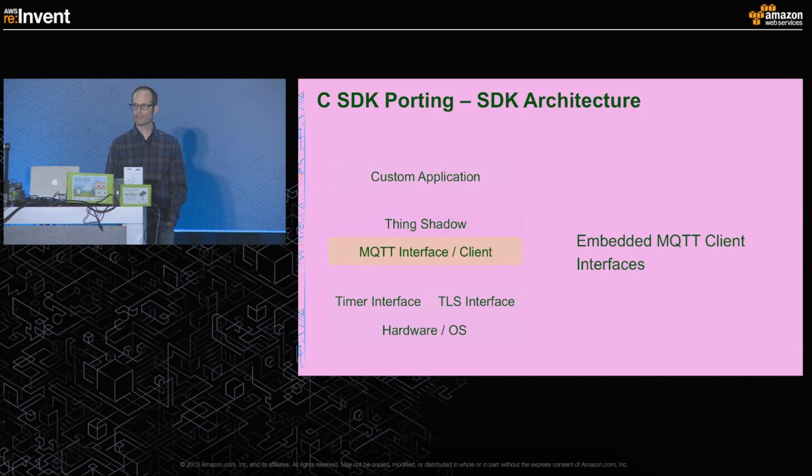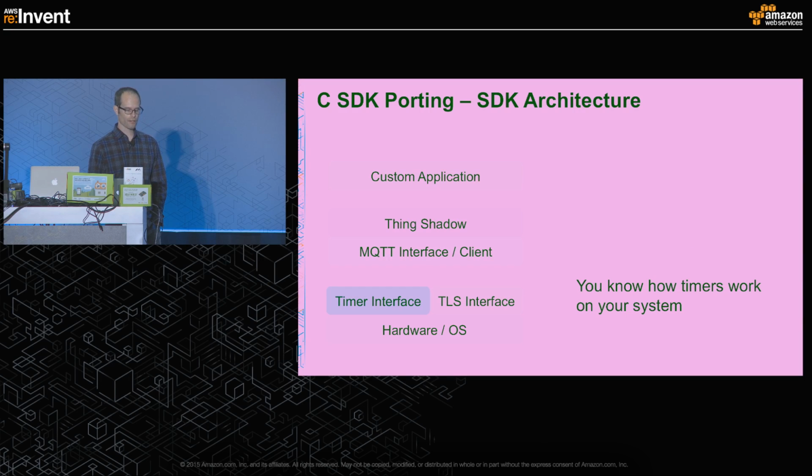Below that is the MQTT client. So if you have a simple publish and subscribe type model, you can use this directly. There's also an interface. So if you come with your own MQTT client, you can use that interface and put our shadow implementation on top and use your existing MQTT client if you have one.